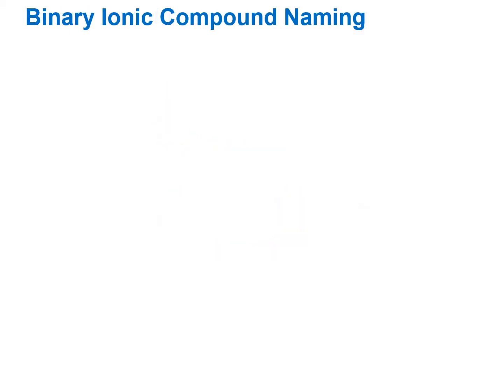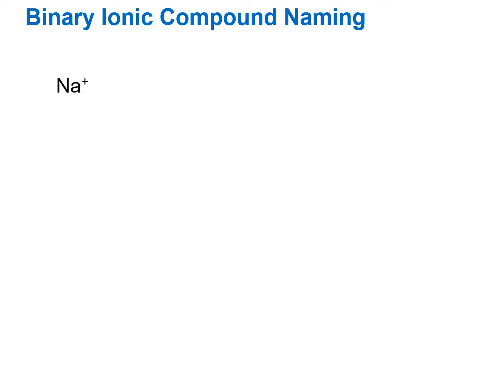Okay, now that we know how we can put these things together and make them neutral, is there a way for us to name these things that we create? And yes, there is. There are naming conventions. We're going to look at them. And the title of this slide is Binary Ionic Compound Naming. What is a binary ionic compound? Well, bi means two. And a binary ionic compound involves two ions in a compound. So we're looking at something like sodium and chlorine put together as ions and creating something.